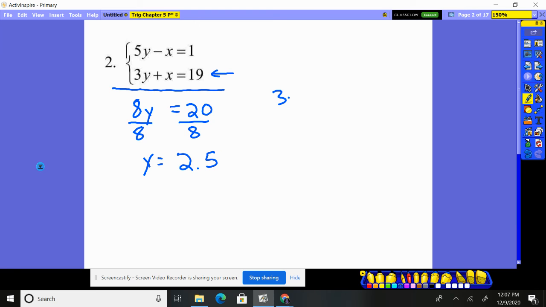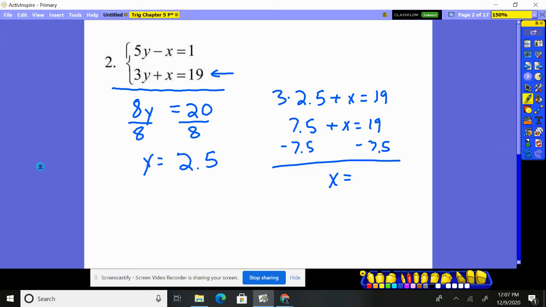3 times y, which is 2.5, plus the x value equals 19. Well, that's 7.5 plus x is 19. Subtract your 7.5 from both sides. x is 11.5. So we know they cross at x is 11.5. y is 2.5. That would be their point of intersection. Those are the two values for x and y that make both this equation true and that equation true.